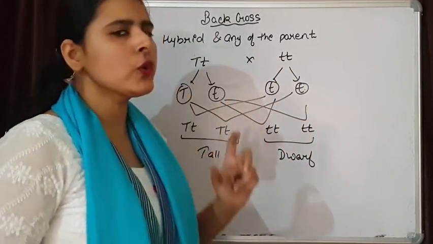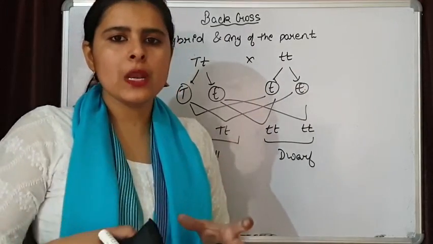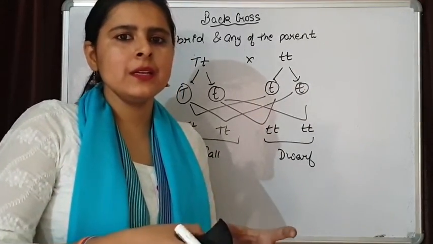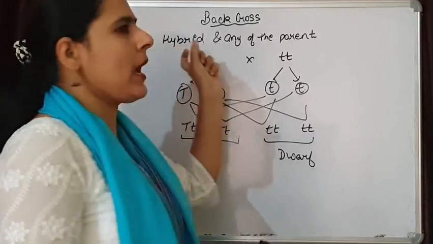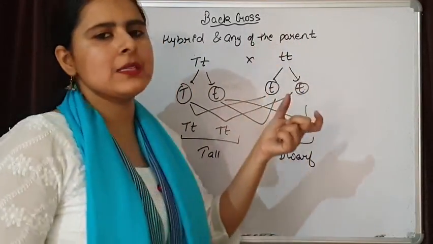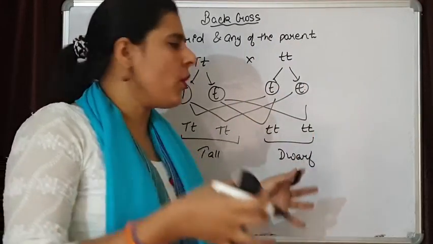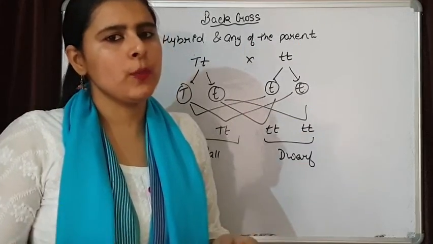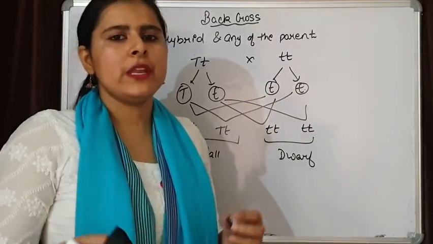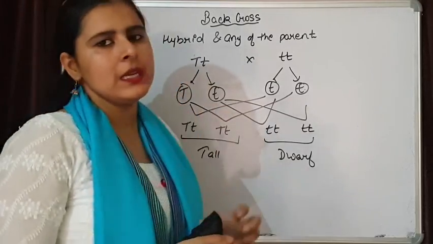So if we want to produce pure lines for a dominant character, then we have to cross our hybrid with the pure line dominant plant, and that helps us in producing a pool of various homozygous or pure line dominant plants. So it is used in various fields. Next we are going to discuss our next topics in the next class.